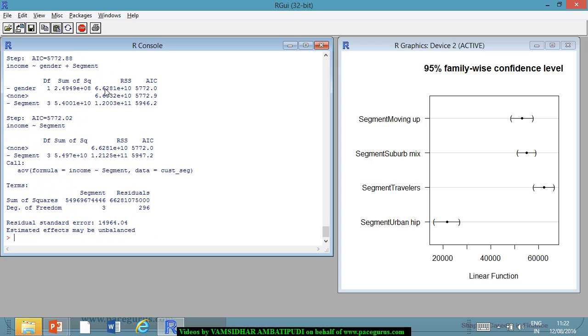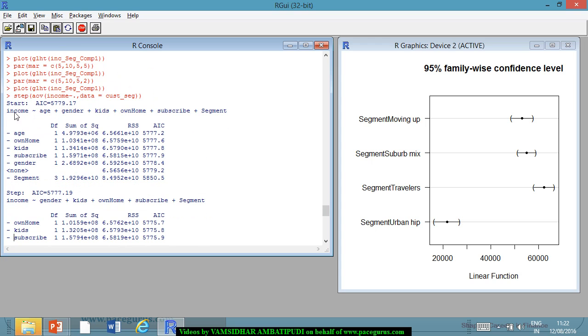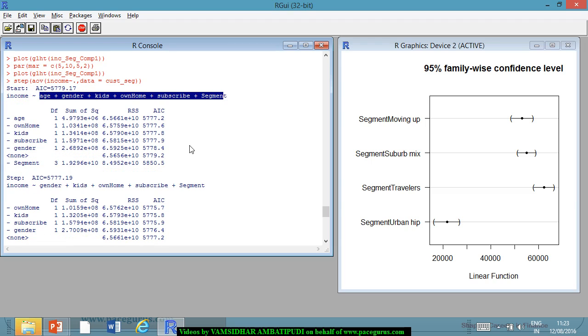So this is how it has progressed. You see all of them are going at. So there is the income where I am looking at age, gender, kids, own home. Initially the Akaike information criteria is 5779. We have given all these variables. These are all the variables that are there, right? Because we started off with everything. So slowly you could see here the information criteria has come down slightly, right?